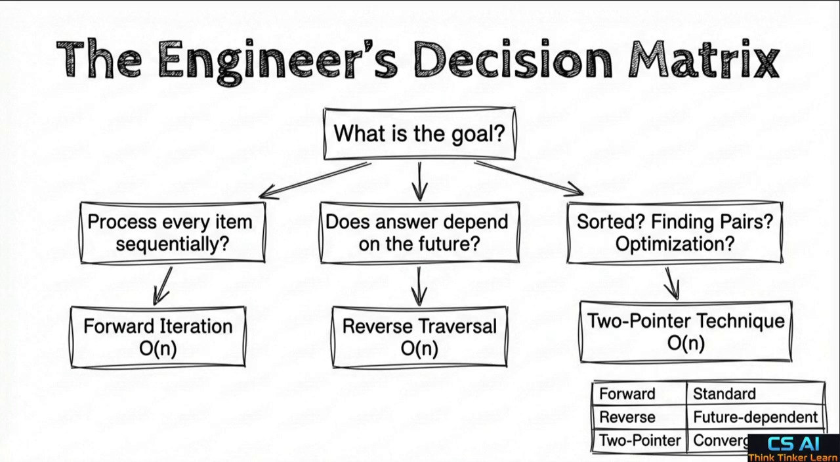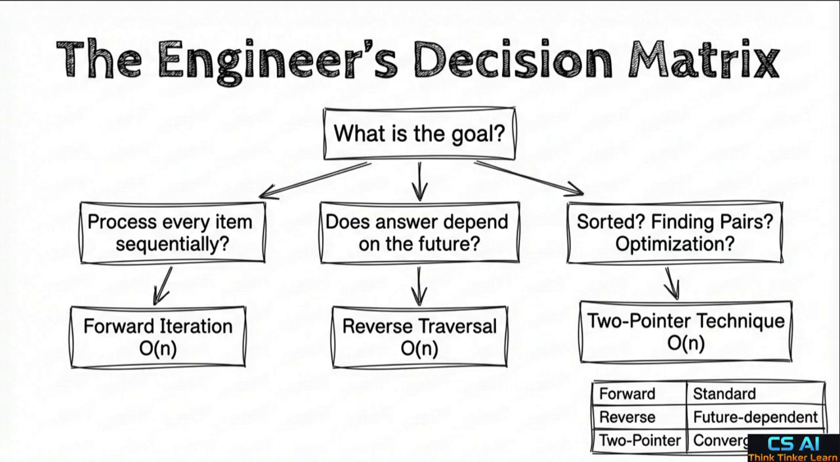Now, the engineer's decision matrix. So with all these patterns, how do you know which one to choose? Here is an engineer's decision matrix to help guide your thinking. Start by asking, what is the goal of the problem? Is it to simply process every item sequentially, like finding a sum or a maximum? If so, standard forward iteration is your best bet.